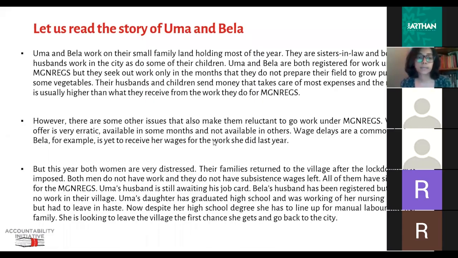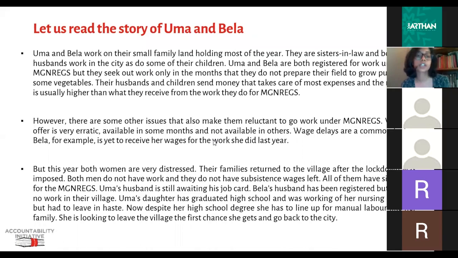From here, you can see that Uma and Bela work on their small family land holding most of the year. They are sisters-in-law, and both their husbands and children work in the city. Uma and Bela are both registered for work under the MGNREGA, but they seek out work only in the months that they do not prepare their field to grow pulses and vegetables.